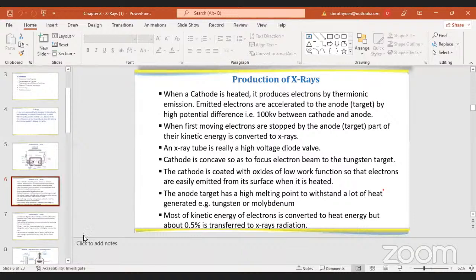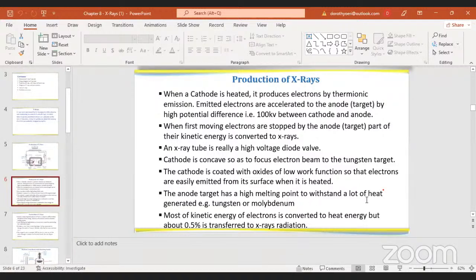Now, the cathode at the same time is coated with oxides of low work function. What do we mean by low work function? Minimum amount of energy required to eject electrons. So, what is coating the cathode are oxides of metals of lower work function so that electrons are easily ejected from that metal surface when the cathode is heated.